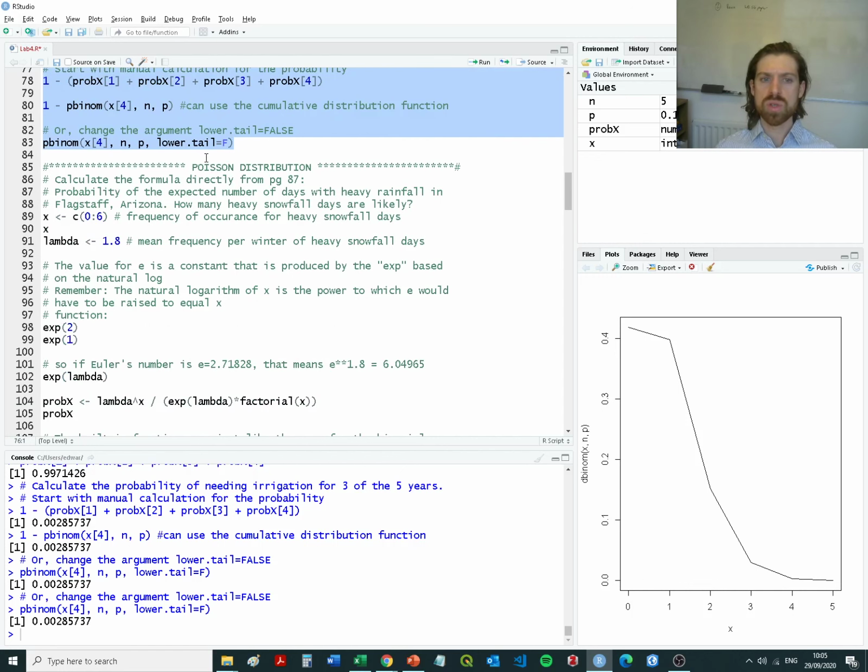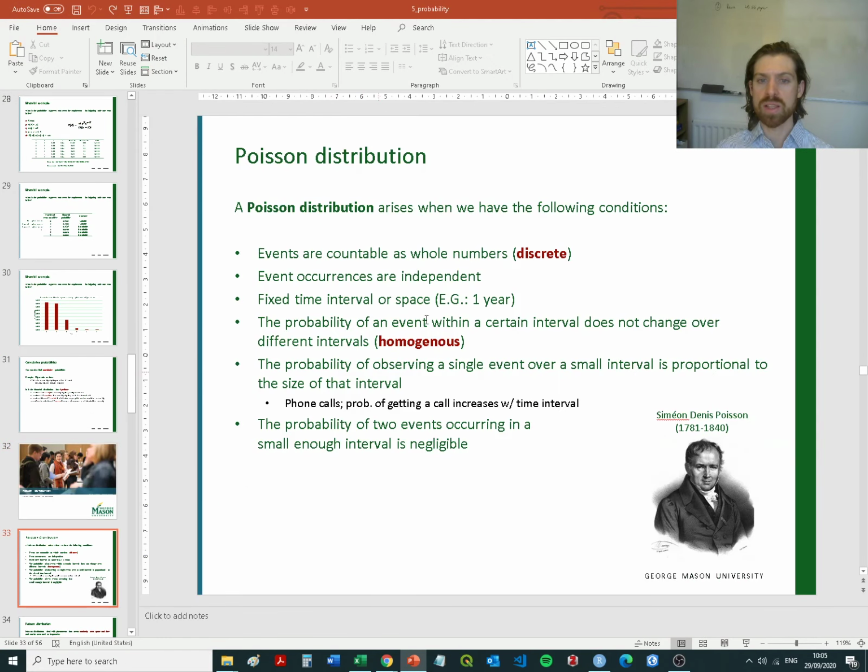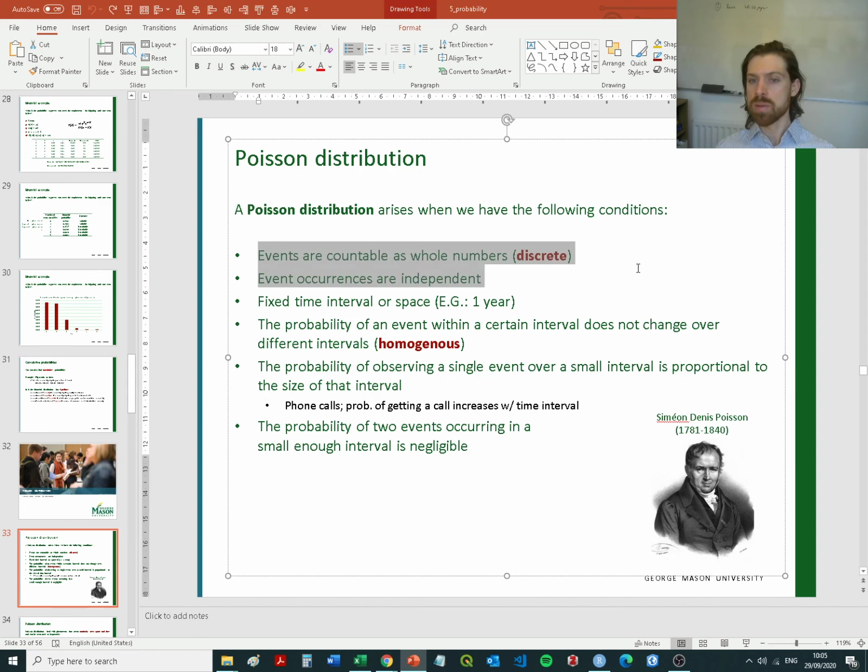Now let's move on to the Poisson distribution. So let's just recap on what we did on that very briefly in the lecture. The Poisson distribution has a variety of different assumptions and expectations about why and how we should use it. You can cover a lot of these in the previous lecture material, but essentially we're interested in measuring events that are independent and discrete.